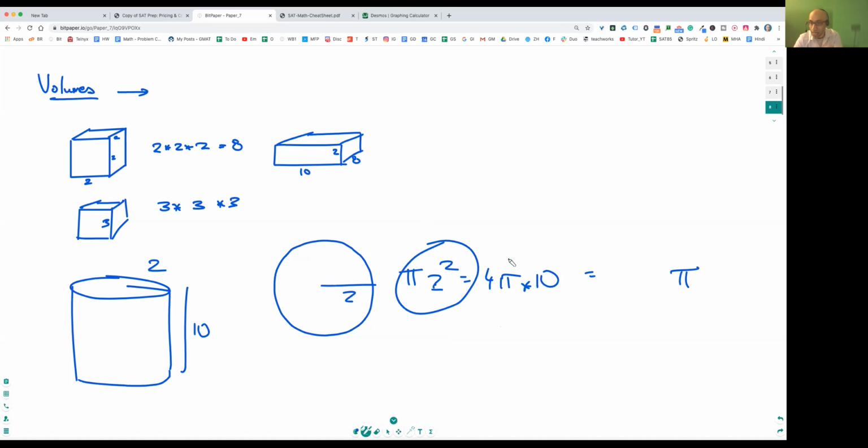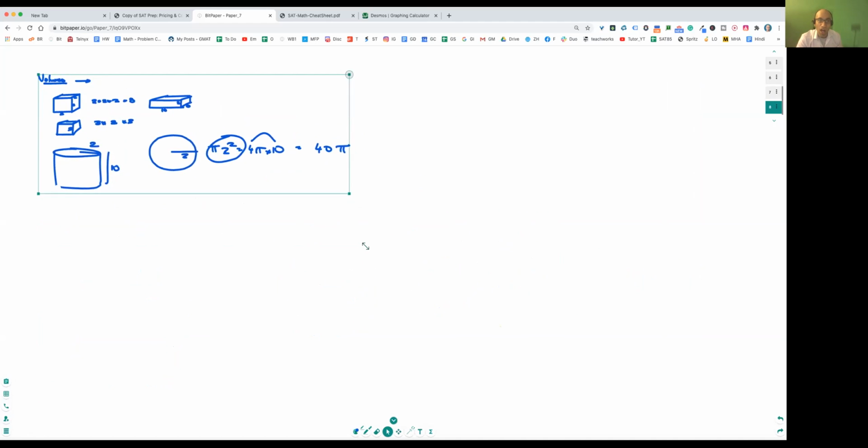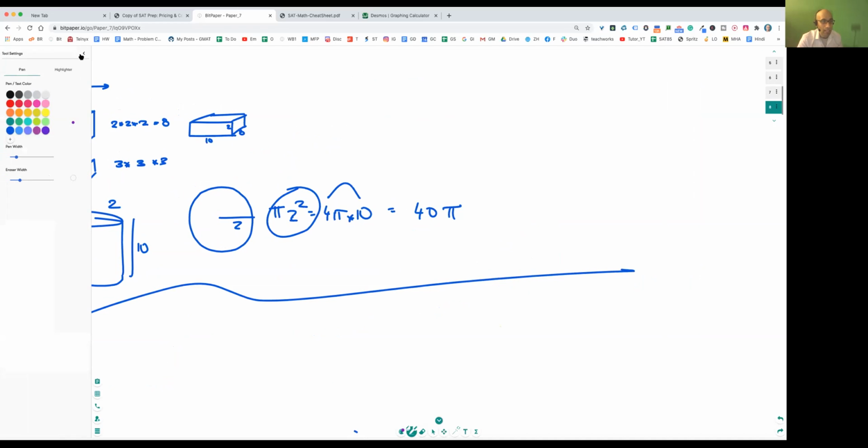Let's keep it on one side, and then multiply these numbers. 4 times 10 is 40, okay? So I'm going to give you guys now 3 problems to solve real quick. I would love to see if you can solve them, okay? So let's get going. Just these exact problems I'm going to give you, and see how you can do.